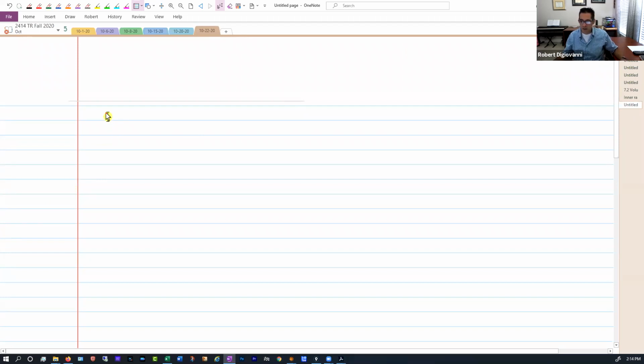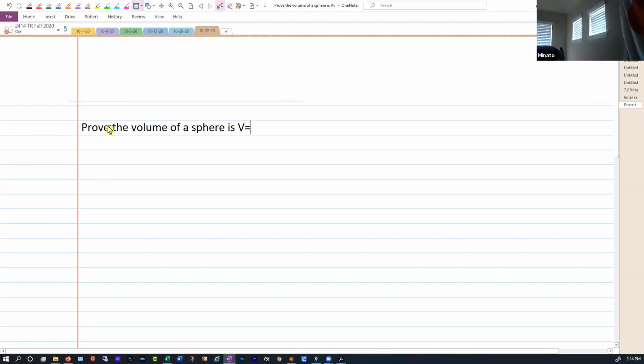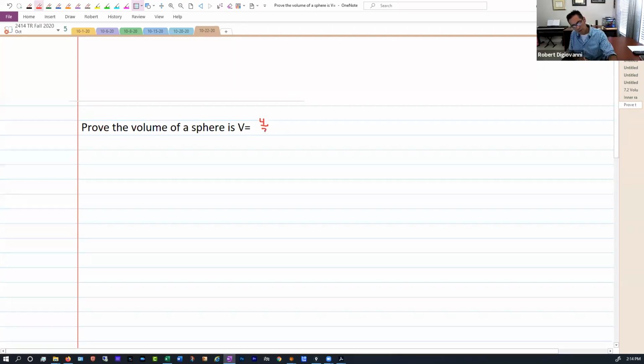I'm going to let you talk about this amongst yourselves. Prove the volume of a sphere is V equals, does anyone know the volume of the sphere? 4/3 pi r squared? Cubed, sorry. I think it's cubed. 4/3 pi r cubed. Double check that. It's on your formula sheets. I'm pretty sure it's cubed.